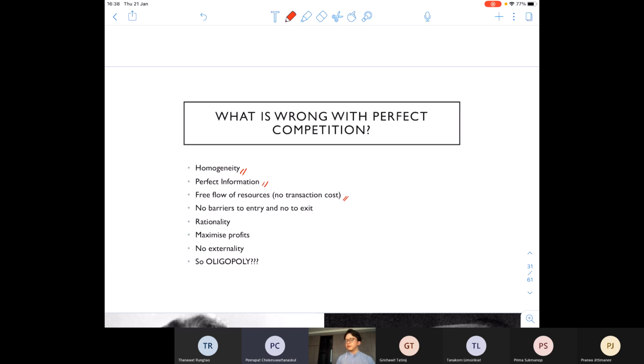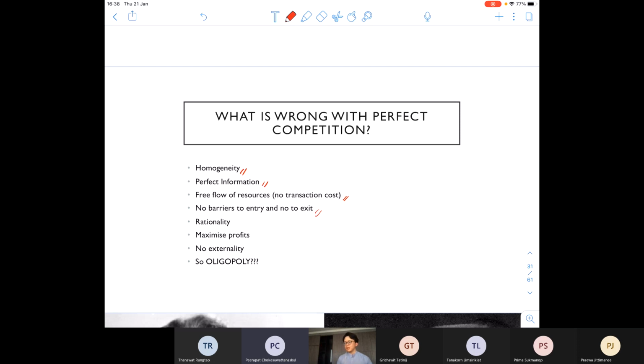There's free flow of resources, which basically means that if you want to sell coffee, you can get coffee beans from somewhere, and anybody is the same, which is sometimes not true, right? Because you need to find out where these coffee farmers are, and you have to negotiate, and you have to go through this bargaining process. This is something that we call transaction cost. It's not that easy, right?